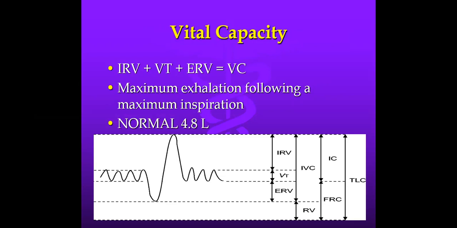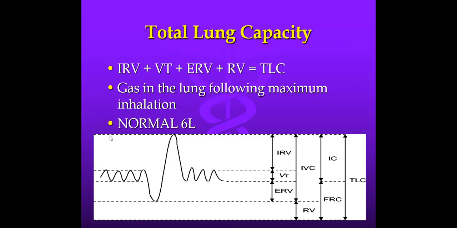Vital capacity is everything that you can do. IRV plus VT plus ERV equals your VC. Maximum exhalation following a maximum inspiration. So breathe in, and then blow out. Those are the type of things you want to hear when you walk by the PFT room in your hospital. All right, 4.8.